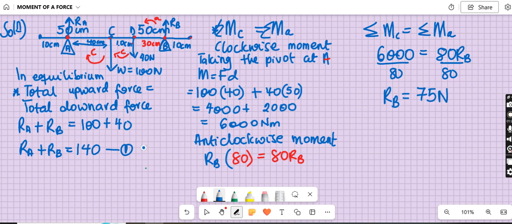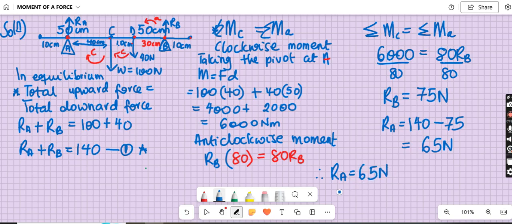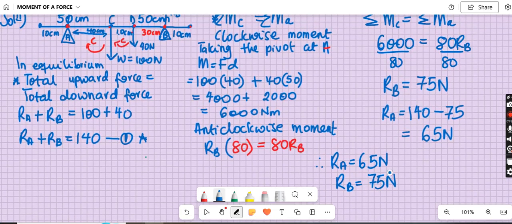Now going back to our equation 1 over here, we can find our RA, because RA plus RB should give us 140. So RA is 140 minus 75, which will give us 65 Newton. So we can conclude that therefore our reaction at A is 65 Newton and then our reaction at B is 75 Newton.